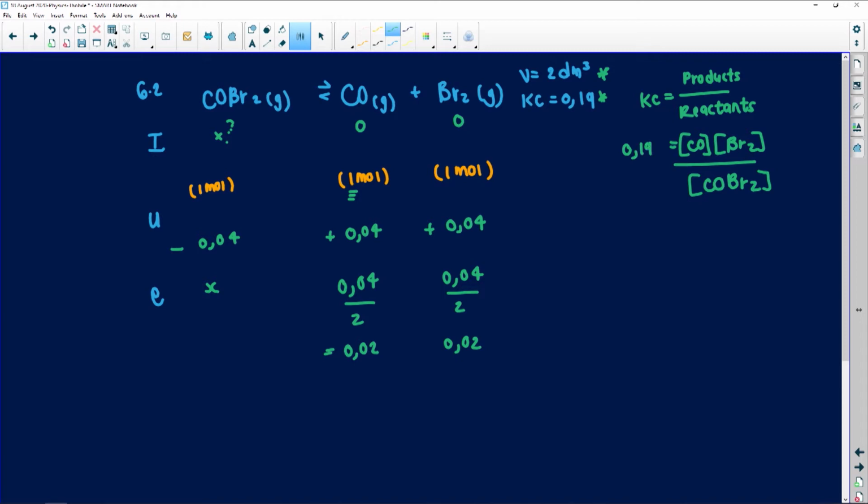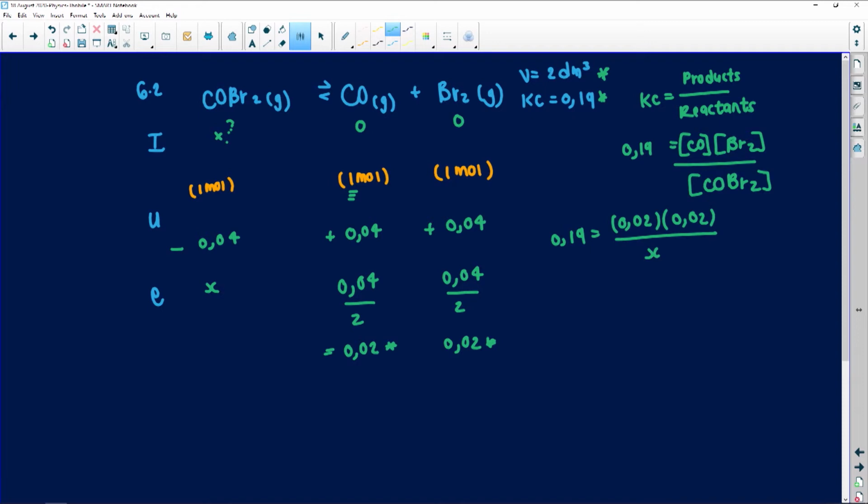Now all of this is just mathematics. I'm just going to move here so I have a little bit more space. I'm going to have 0.19 is equal to the value of CO at equilibrium and Br is this number here and this number here. So I'm going to say 0.02 multiplied by 0.02 all over. Remember, this is unknown, so you can keep it as COBr2 or you can write it as an X. I'm just going to write it as an X because it's just going to make it much, much easier.